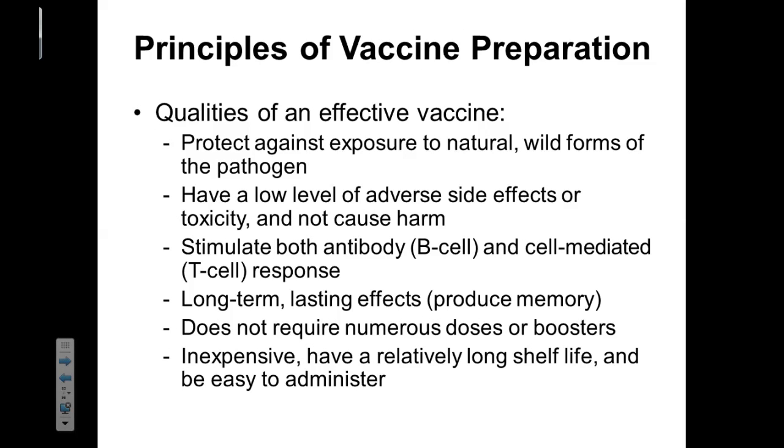What do we want to find in an effective vaccine? We want effective vaccines to expose the individual to an antigen that protects them against the pathogen they'll find in the wild. So it needs to mimic the wild form of the pathogen, whatever that pathogenic microorganism may be. A good vaccine also is going to have very few side effects. It's not going to cause bad things to the person. A good vaccine is going to stimulate both memory B and memory T cell formation. So we're going to have B cell and T cell activation.